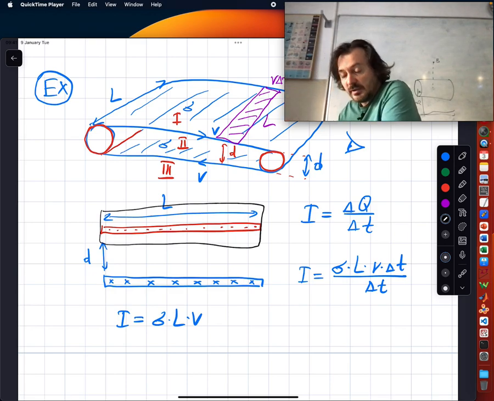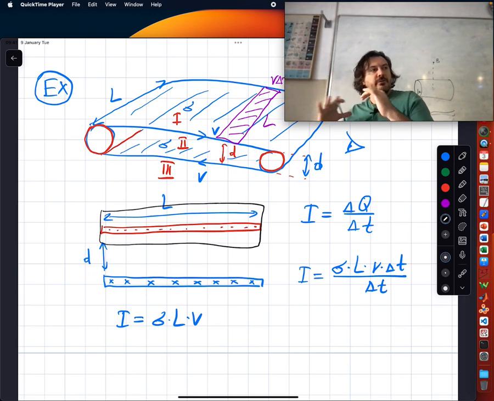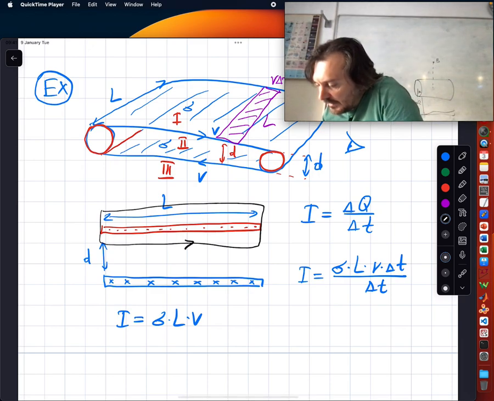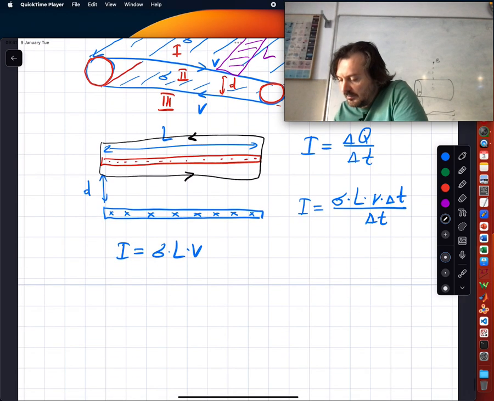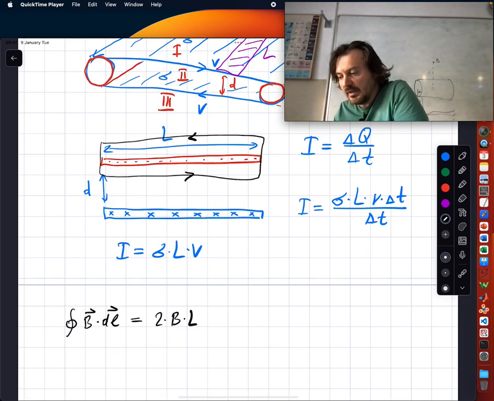Current coming out. By the way, I'm doing superposition. I forget about the other one. So I have a magnetic field that goes like this, right? And B dot dl is 2 times B times L. Do you agree with that?